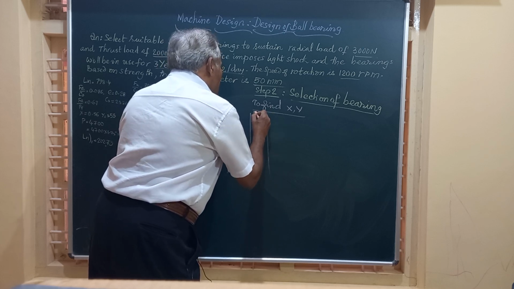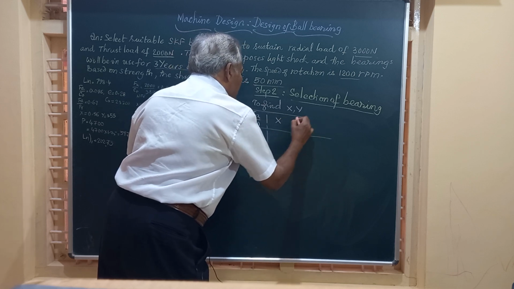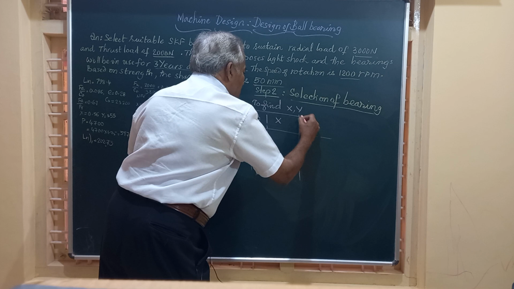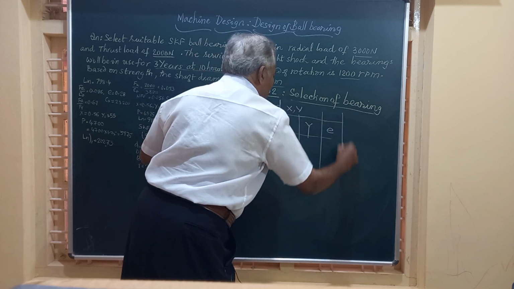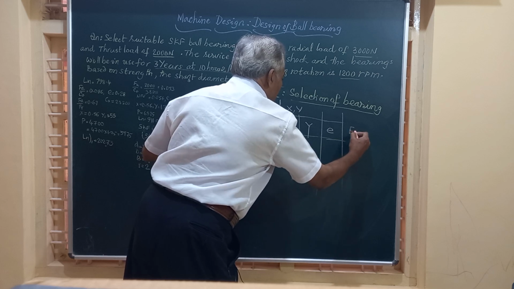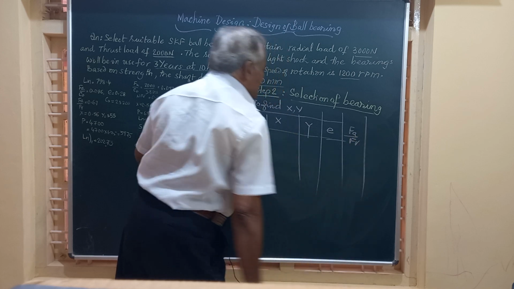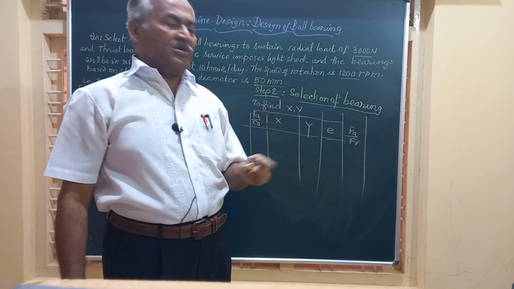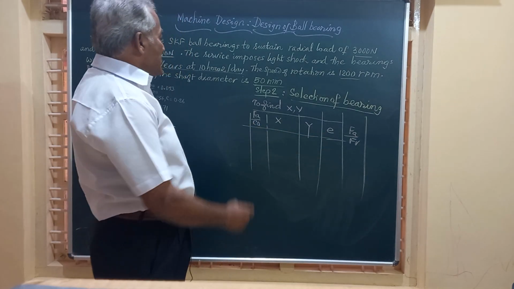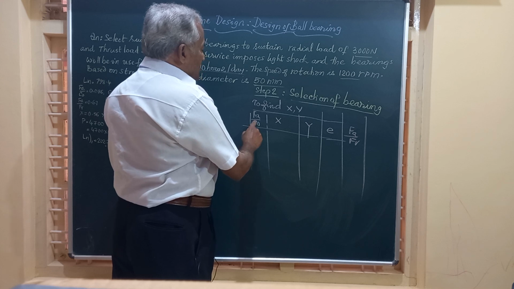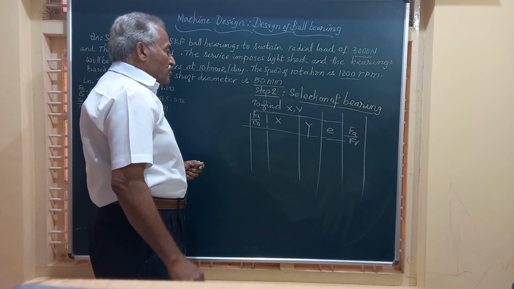There is a column by name Fa over C naught, there is a column X, there is a column Y, there is a column E, and there also you have got the Fa over Fr ratio. There is a tabular column. There is a manufacturer's catalog. You have a tabular column similar to this. Friends, to know Fa over C naught, we need to find out what is the ratio Fa over C naught.